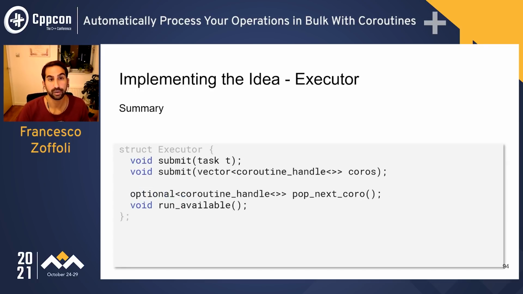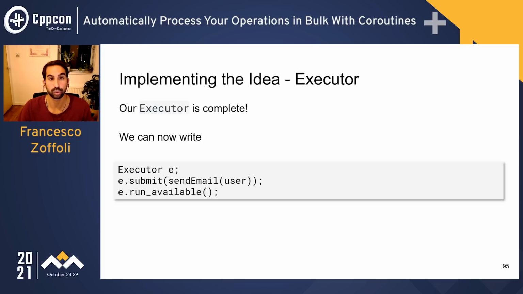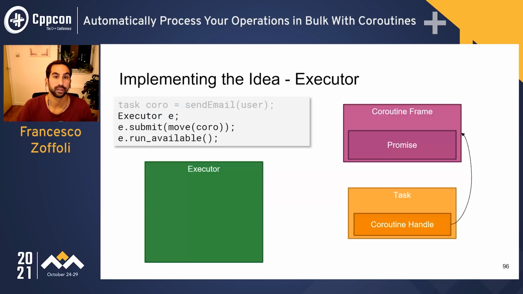So as a summary, we implemented the submit method and the method to run all the available coroutines. And our executor is complete. We now can instantiate the executor, call submit with the send email, and we saw earlier how this behaves, and run the available coroutines. At this point, nothing is going to happen because in our send email coroutine, we are just co-returning. But let's look more visually at how it works.